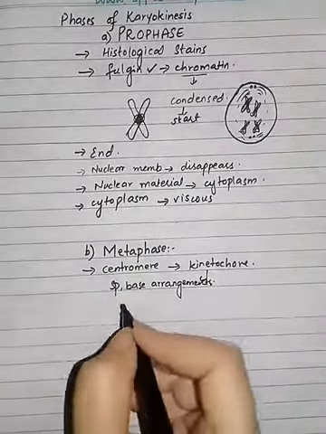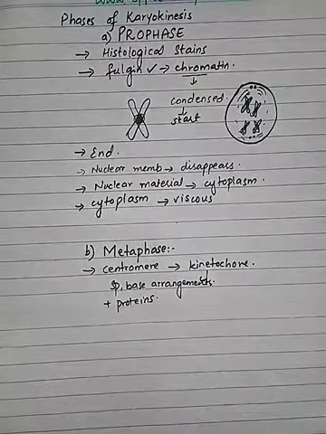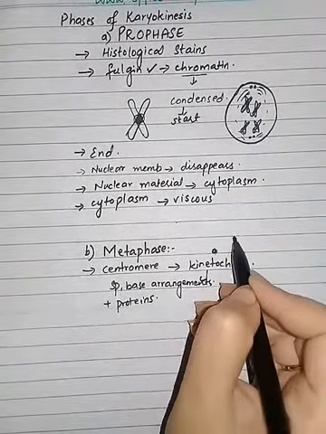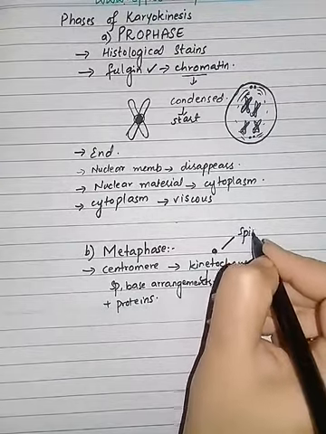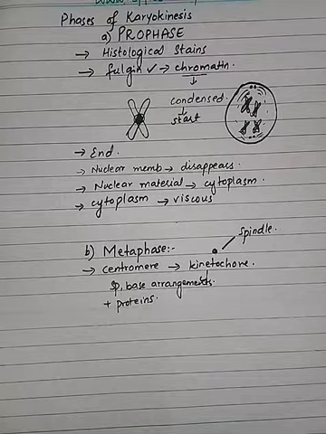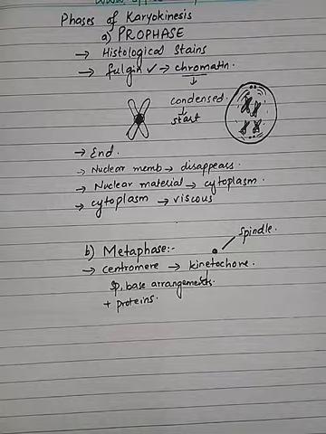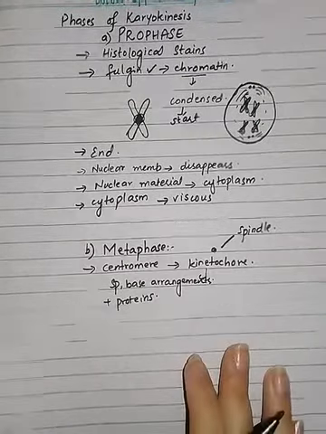This kinetochore area has specific base arrangements and proteins. So this is the point where the spindle fibers will attach. Now the kinetochore fibers will attach at the kinetochore region of the chromosome, and they will align the chromosome at the equator of the spindle. That equator is known as the equatorial plate, and the other name is also the metaphase plate.